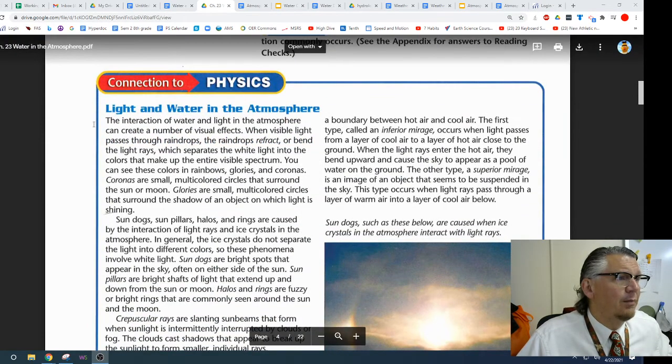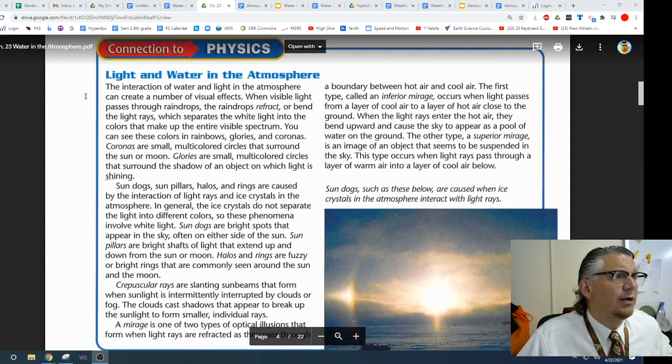Light and water in the atmosphere. The interactions of water and light in the atmosphere can create a number of visual effects. When visible light passes through raindrops, the raindrops refract, or bend, the light rays, which separates the light into colors that make up the entire visible spectrum. You can see these colors in rainbows, glories, and coronas. Coronas are small multicolored circles that surround the sun or moon. Glories are small multicolored circles that surround the shadow of an object on which light is shining.